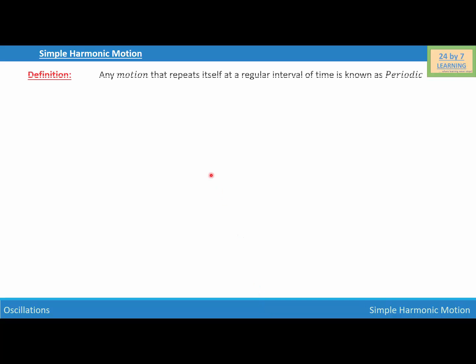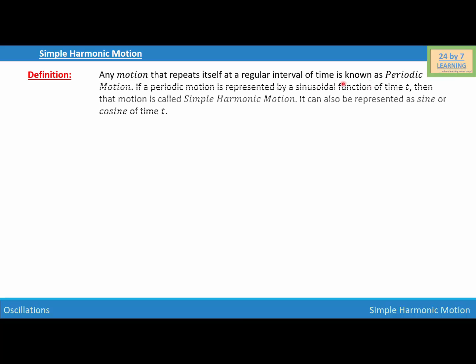Simple harmonic motion. Any motion that repeats itself at a regular interval of time is known as periodic motion. If a periodic motion is represented by a sinusoidal function of time t, then the motion is called simple harmonic motion. It can also be represented as sine or cosine of time t.